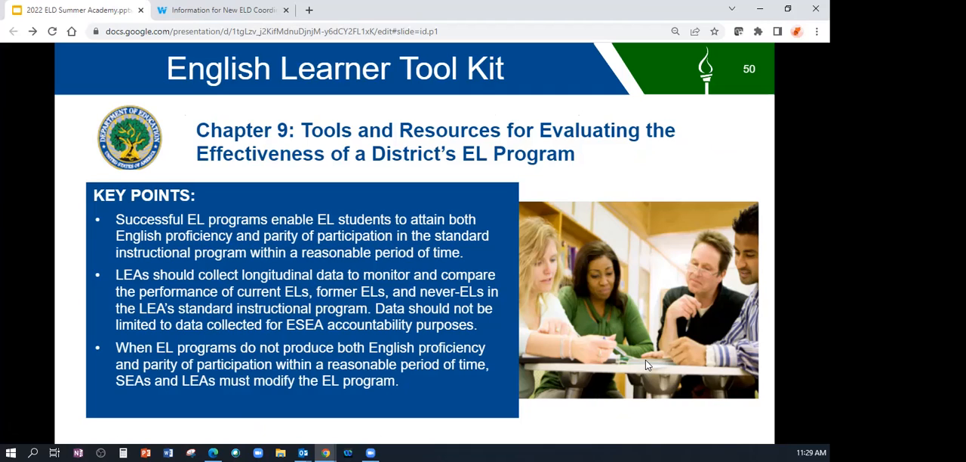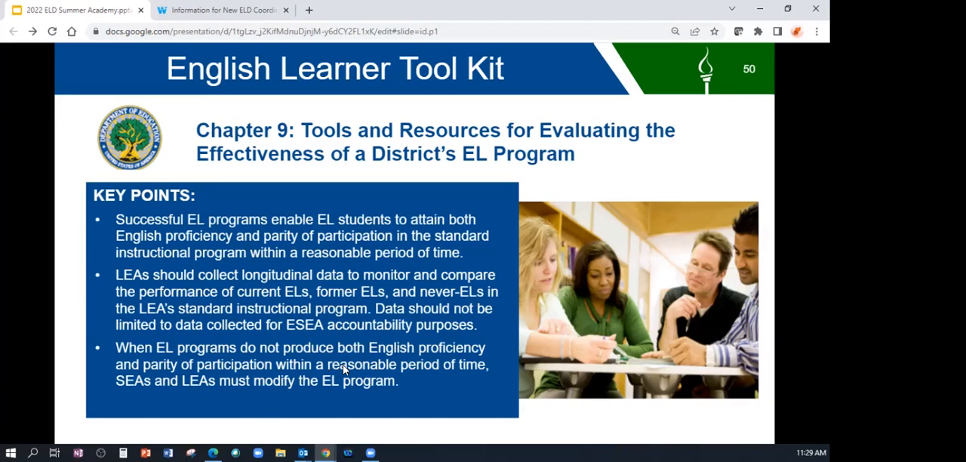So you're looking to see if you have successful programs that allow your English learners to obtain both English proficiency and standards in the classroom within a reasonable period of time. You're collecting your data and monitoring and comparing one year to the next, looking at progress over time, looking at the effectiveness of certain programs. And it's not just limited to collecting data for reporting purposes, it's looking at the data to inform decisions on the program and how you work with your students.